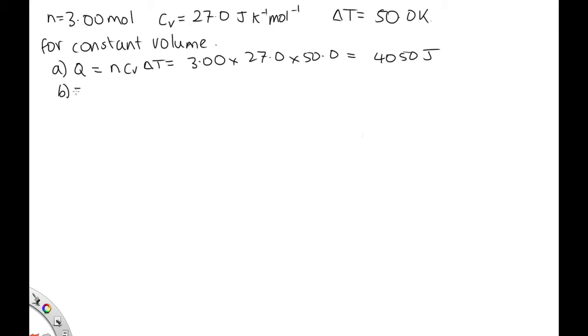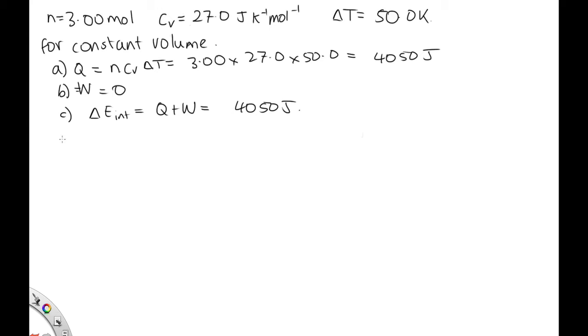Now, part B says how much work is done. Now, this is a constant volume process, so the volume is not changing, and so there's zero work done. And now part C said what's the change in internal energy? Well, that, due to the first law, is Q plus W, so this is very easy again. It's just this plus this, which is 4,050 joules once again.